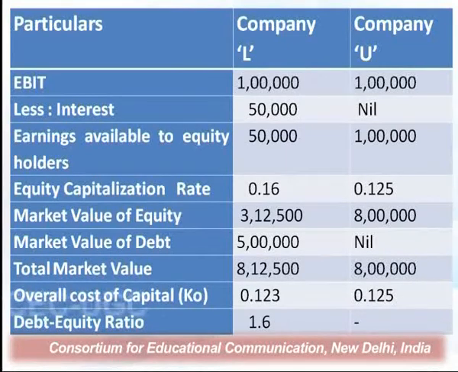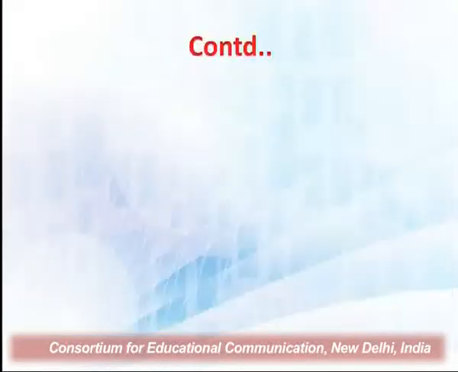So the question itself is giving you this information about the value of firm, the market value of equity, debt, rate of equity capitalization, and overall cost of capital. The question itself gives an idea that the value of levered firm is greater than that of unlevered firm, which is 8,12,500, and the overall cost of capital is less in case of levered firm as compared to unlevered firm, because you are making use of a less expensive source of capital, that is called debt.